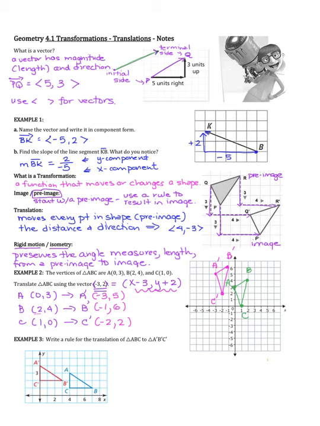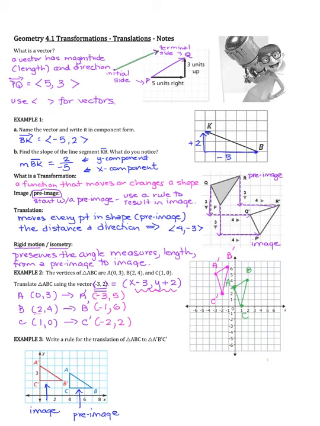All right, example 3, write a rule for the translation of ABC, the pre-image, to the image, A prime, B prime, C prime. So it's really important that you keep track of the direction. So again, this is my pre-image. And then this is going to be the final result.